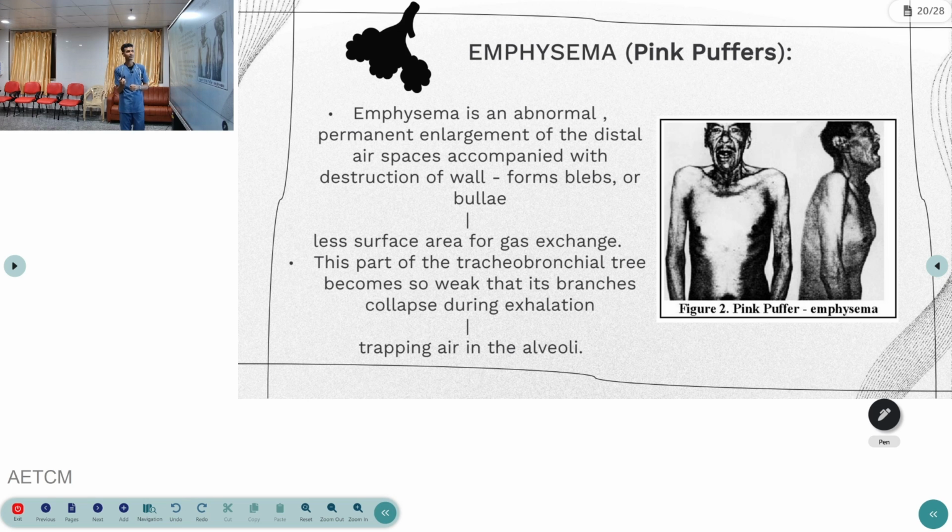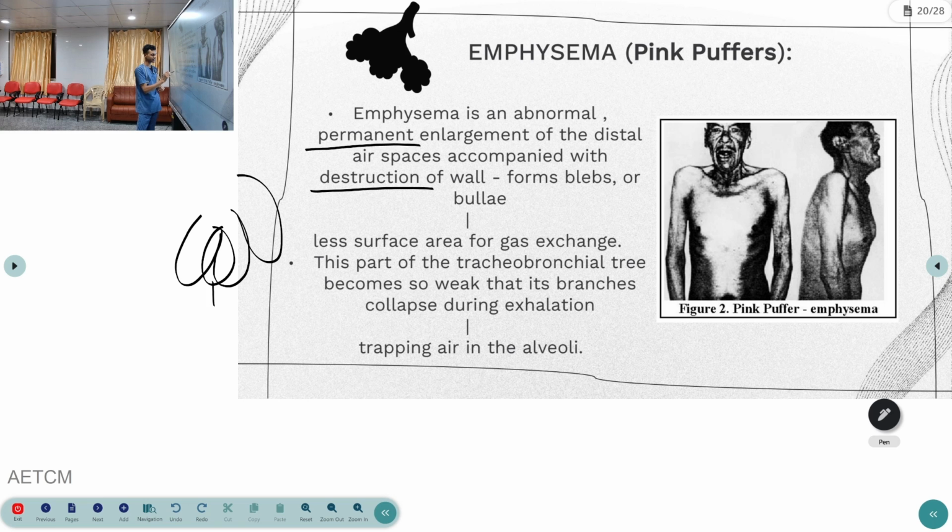The second condition is emphysema. Emphysema means abnormal permanent enlargement of the distal air spaces, accompanied by destruction of the wall. Finally that will form blebs or bullae. Here the main pathology is, consider one alveolus and then another alveolus. Between the alveoli you have an interlobular wall. If destruction happens in emphysema cases, it will form an abnormal enlargement. They will merge and form one unilayer space, and that is called emphysema.